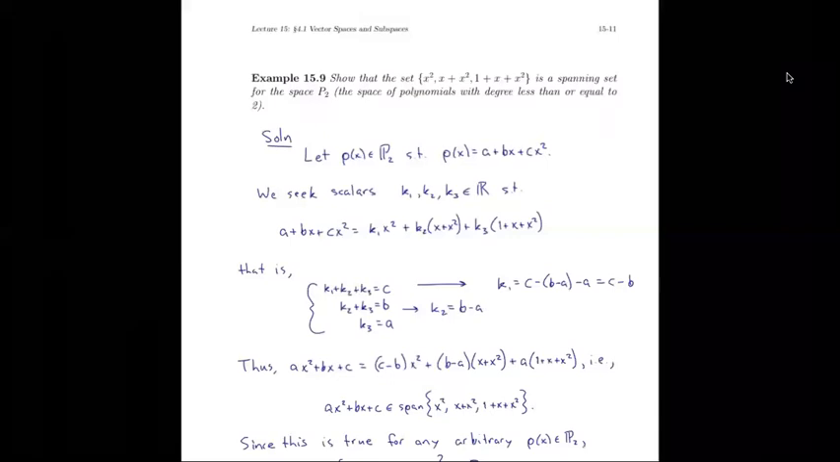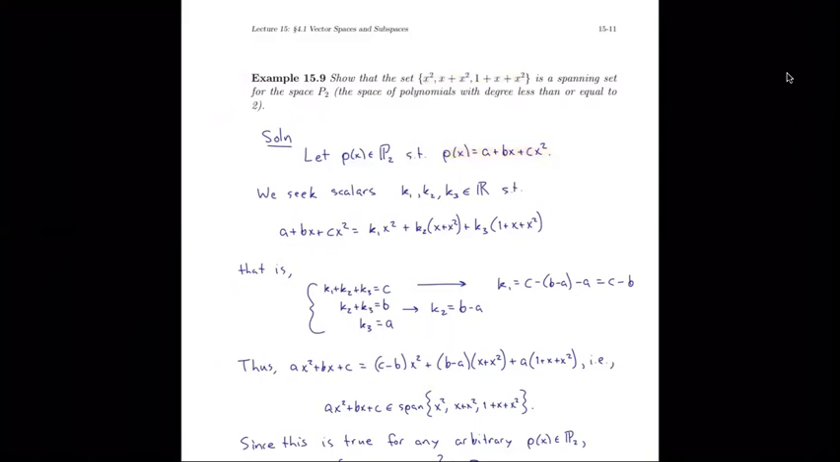Next example is to show that the set x squared, x plus x squared, and 1 plus x squared is a spanning set for the space P2, the space of all polynomials with degree less than or equal to 2. Now we're getting less trivial, right? How do we know we can generate any polynomial in this space if we have these 3? Well, let p(x) be any polynomial in P2. So it's going to have this form for real numbers a, b, and c.